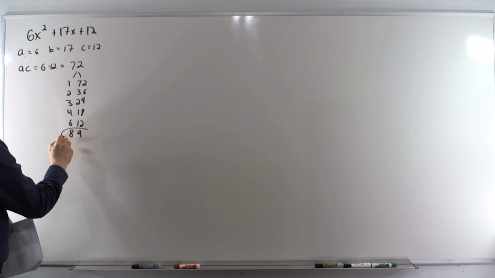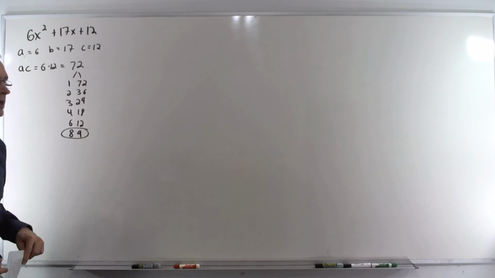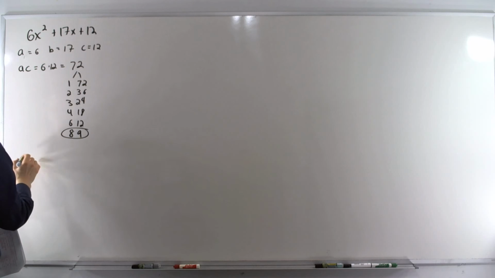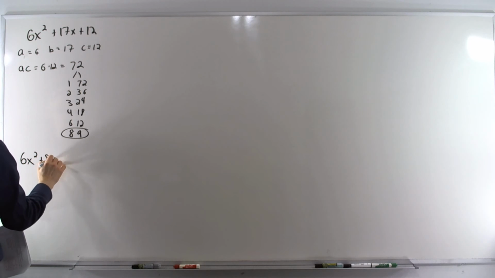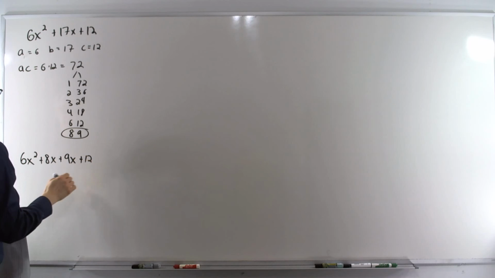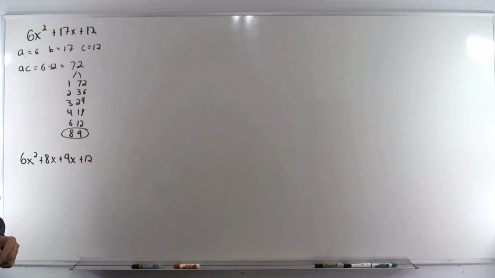The pair that add to get 17 are 8 and 9. So we're going to use these two numbers to split up that middle term. And it does not matter which order we write them in. It'll work either way.